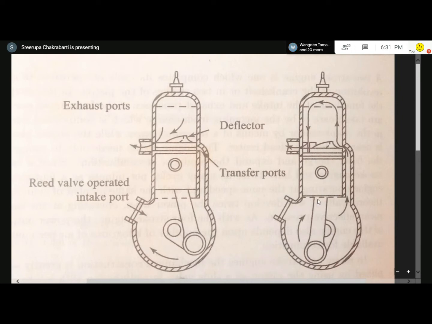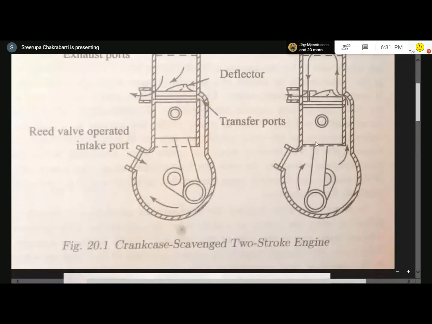So one stroke is dedicated to intake charge inhalation inside the crankcase and compression, and the other stroke is dedicated to power generation and exhausting the gas and intaking the gas and carrying out the scavenging process. So that makes the cycle complete. That is why it's called a two-stroke crankcase scavenged engine.